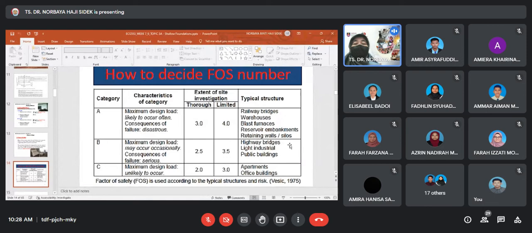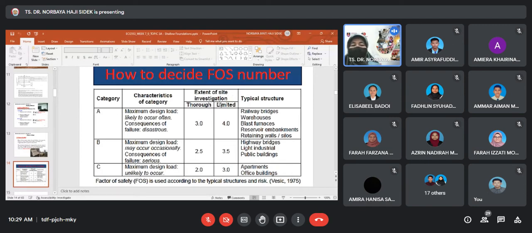Okay, how to decide the FOS number? Category A, characteristic of category. Okay, maximum design load. Okay, likely to occur often. Okay, consequence of the failure. Okay, this is the category A.